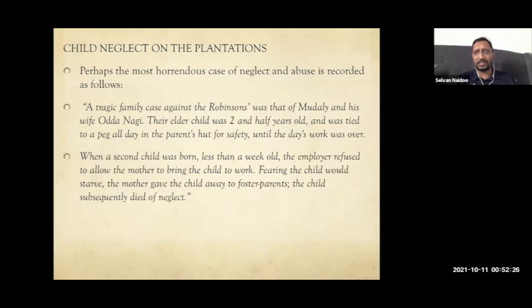Child neglect, and these are also quite horrendous cases. Here we witness the tragic case of the Robinsons, who employed Mudali and his wife Oda Nagi. Their elder child was 2.5 years old and was tied to a peg the whole day while the parents worked. When the second child was born to this couple, less than a week old, the employer didn't allow the mother to bring the child to work. Fearing that the child would starve, the mother gave the child away to foster parents, and sadly, the child died of neglect.